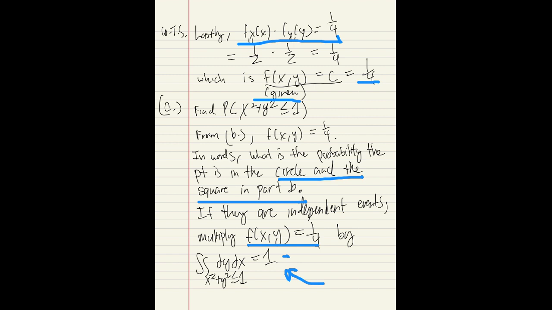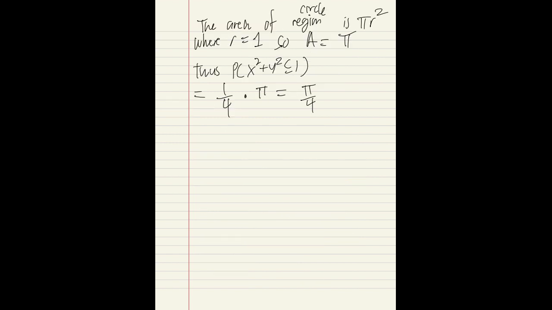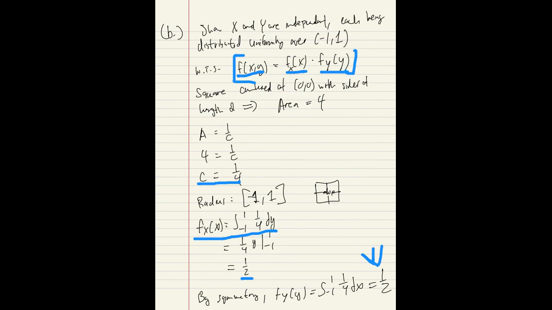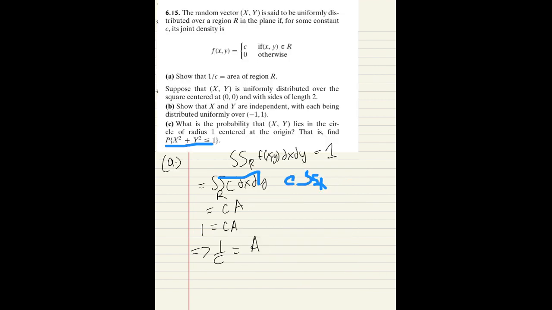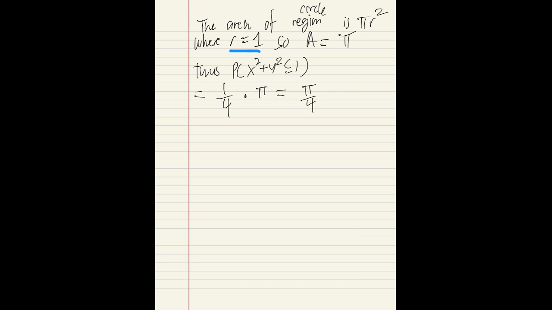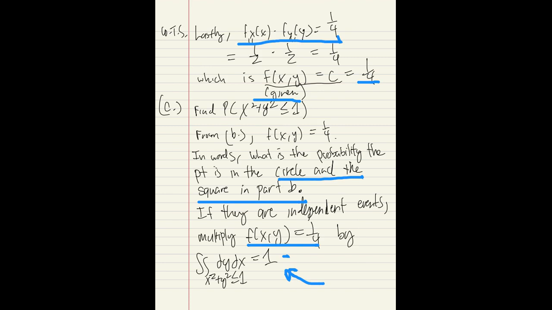Yeah, we're going to find the area of the circle. So the area of the circle region is pi r squared, where r is equal to 1, because we're given that the radius is 1, I think. Yeah, so less than or equal to 1. That's why the radius is 1. And then the area is equal to pi. So then we multiply pi times 1/4. 1/4 was the probability it was in the square from part B, and then we get pi over 4.